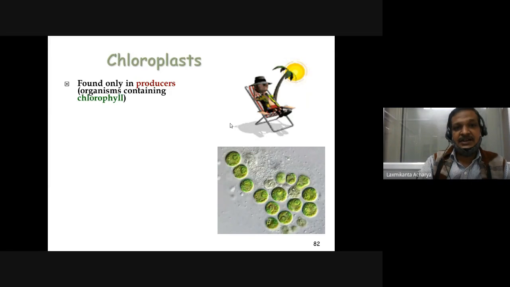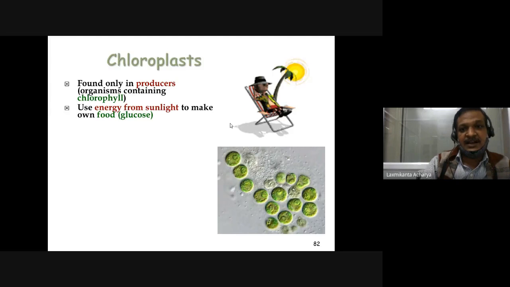Okay, and the chloroplasts are mostly found in plants, and in some lower organisms also you can find them, but mostly these are found in your higher plants. Okay, and you know the function of this chloroplast. Mostly they produce this carbohydrate type of food material from carbon dioxide and water in presence of sunlight in chloroplast, right?